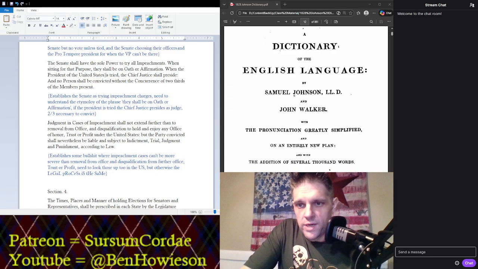The President of the United States is tried, the Chief Justice shall preside, and no person shall be convicted without the concurrence of 2/3 of the members present. Right, so you've got to have 2/3 to convict the president after an impeachment. That's what we're talking about. The Senate shall have the sole power to try all impeachments.